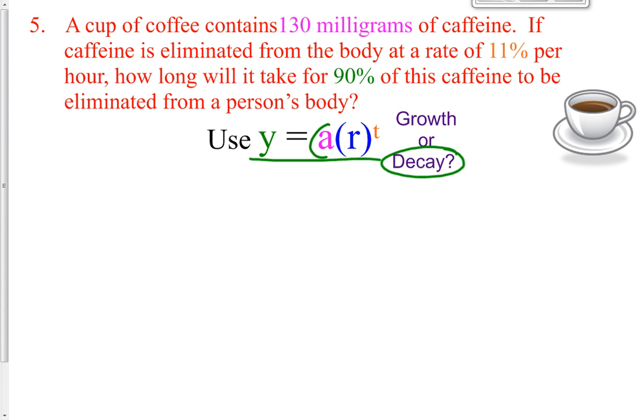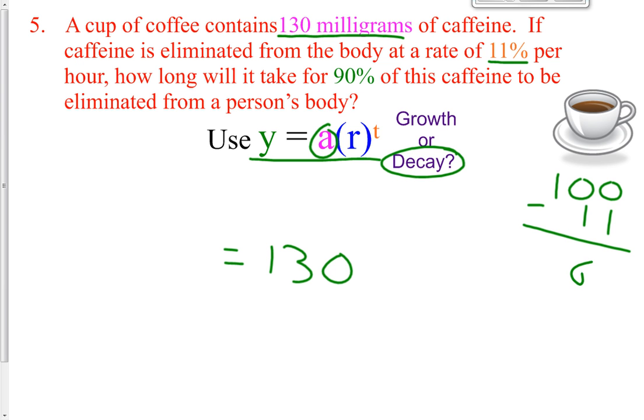A is the initial value, so we started off with 130 milligrams. The rate, it's eliminated from the body at 11% per hour. So just like on our last one, when it's exponential decay, you subtract the percent from 100. So that means it's 89%. As a decimal, 0.89. Raised to the t, and our t is going to be our variable. How long will it take? What's our time t? That's what we want to know.